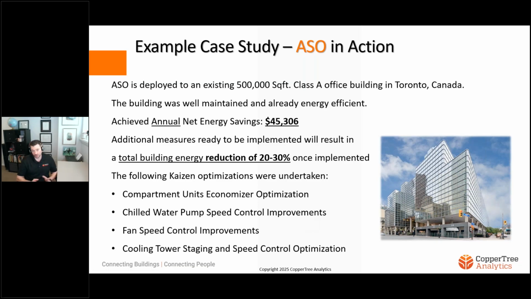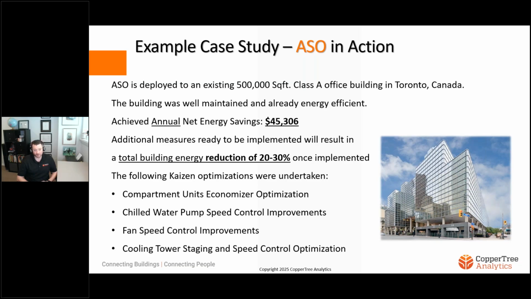I'll give you a real world example. Class A office building, 500,000 square feet, in Toronto. It was well maintained, very energy efficient. We achieved an annual energy savings of $45,306. And that was not all the measures, only one or two measures across airside systems within the building. Additional measures are ready to be implemented now. The client has seen the light, so to speak, and we expect a total energy reduction of 20 to 30% once we implement the rest of those.